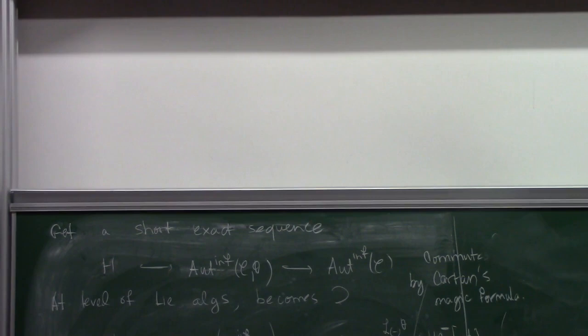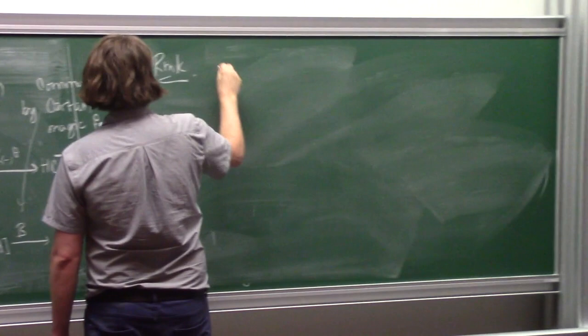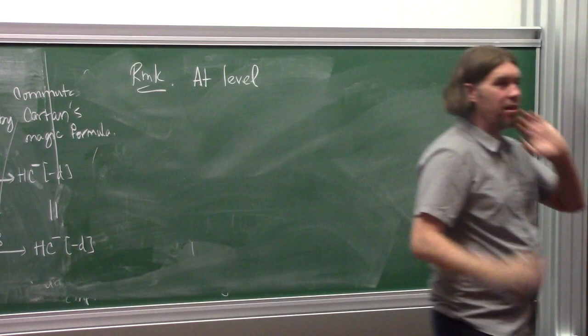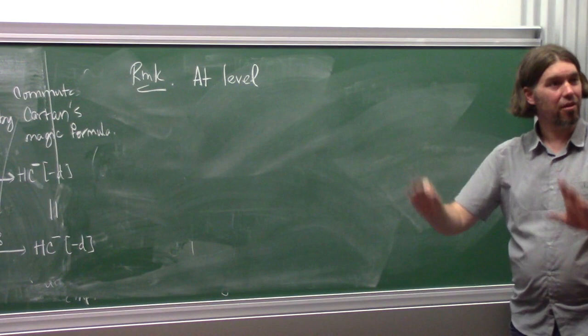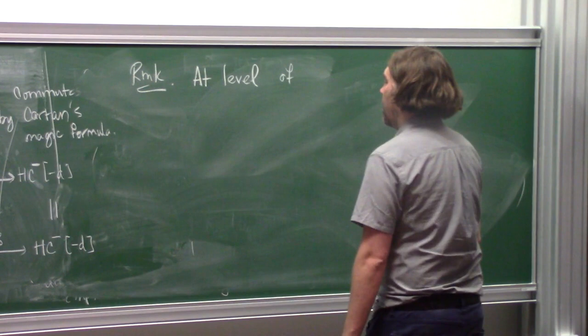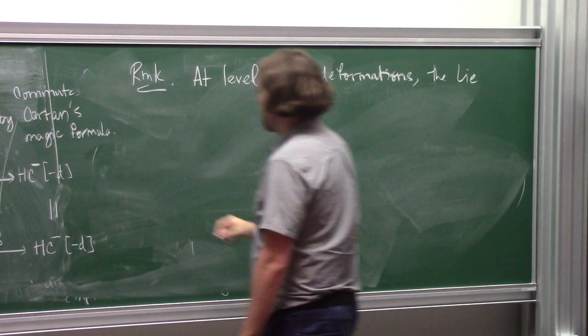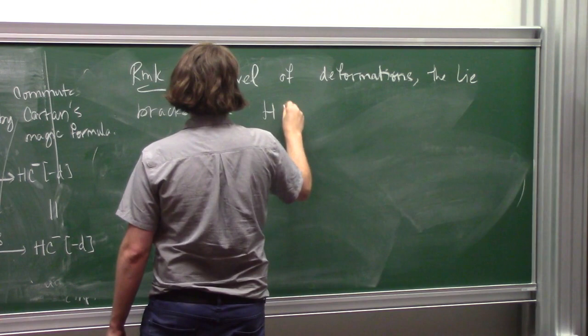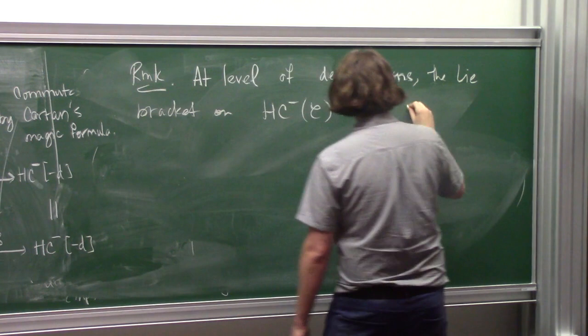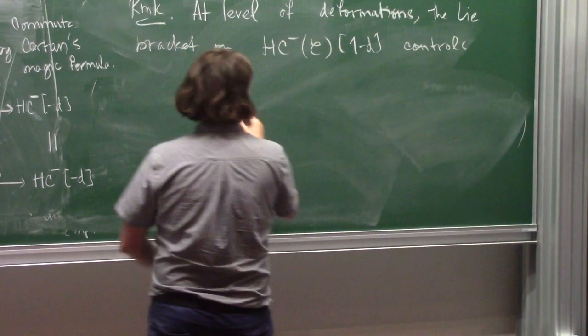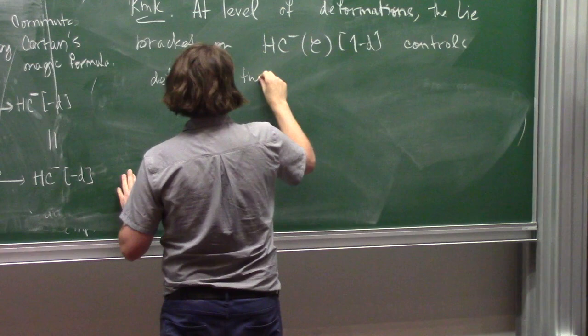Okay. So remark, at the level of deformations, so this is up to the usual problems of your naive deformation functor not quite being a deformation functor and having to take a hull. Let me tell you what the naive thing is, whose hull you take. Okay? So at the level of deformations, the Lie bracket on HC minus shifted by 1 minus d controls deformations of the pair C comma theta in the following sense.